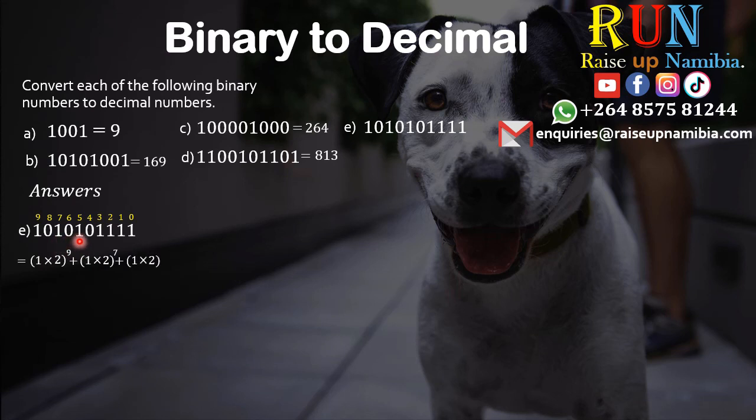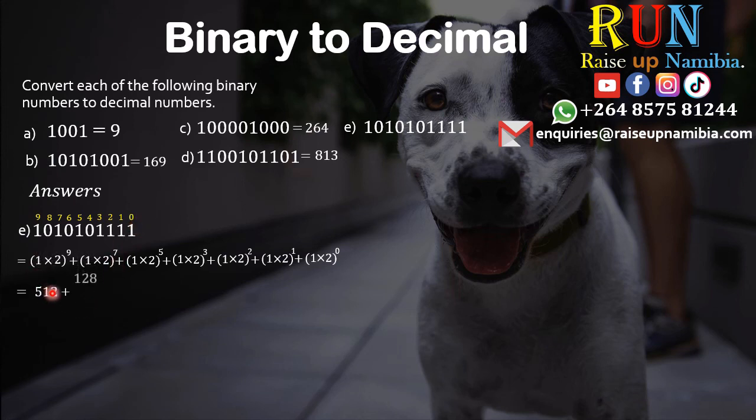Here. So we say 1 multiplied by 2 raised to the power 5 plus, we ignore the 0, we come to 1 over here. So we write that 1 multiplied by 2 raised to the power what? 3. Okay, plus 1 multiplied by 2 raised to the power 2 plus 1 multiplied by 2 raised to the power 1 plus 1 multiplied by 2 raised to the power 0.